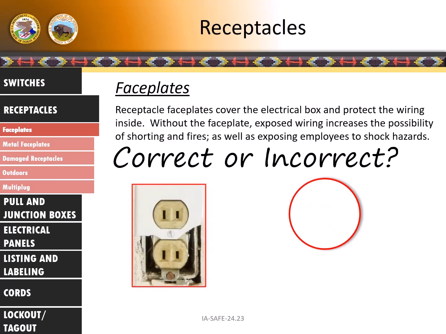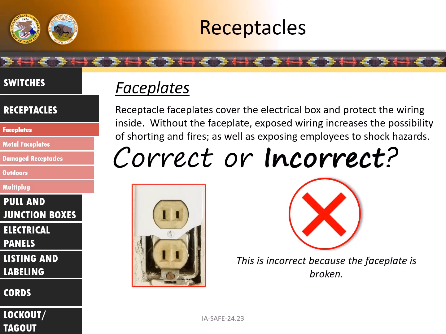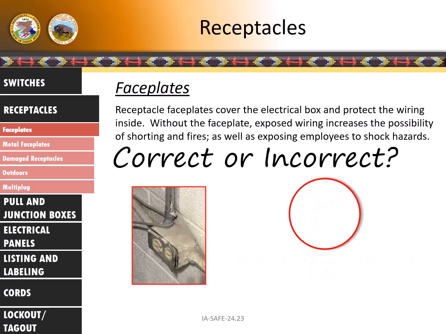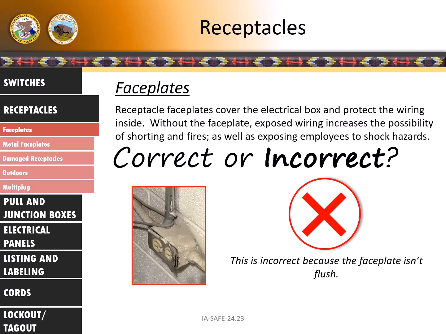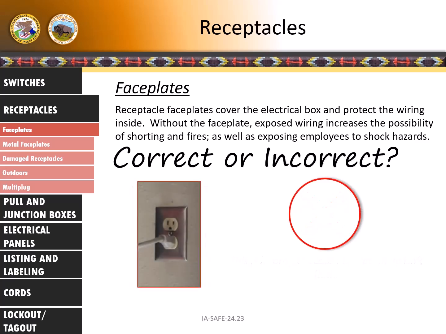Is this example correct or incorrect? This is incorrect because the faceplate is broken. Is this example correct or incorrect? This is incorrect because the faceplate is not flush. Is this example correct or incorrect? This is an example of a correct installation.